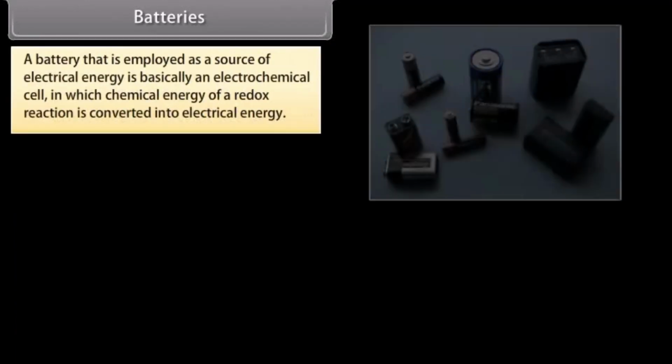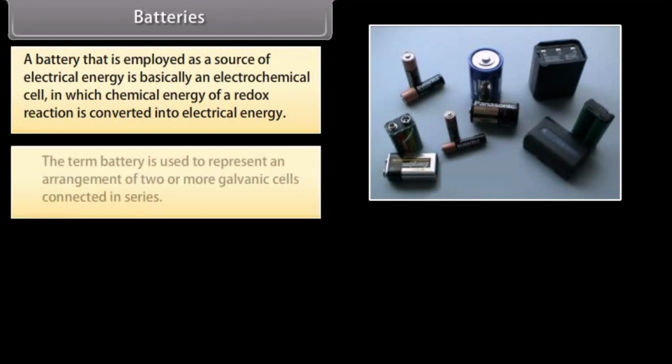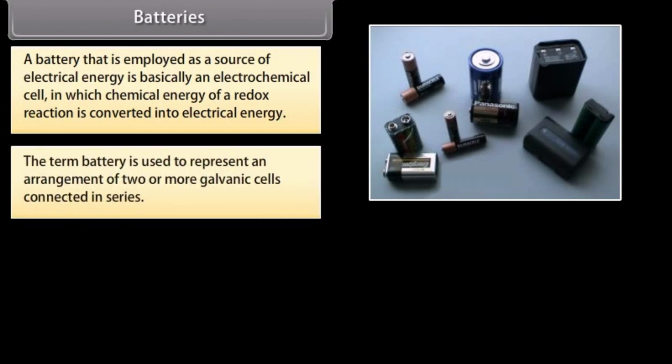Batteries. A battery that is employed as a source of electrical energy is basically an electrochemical cell in which chemical energy of a redox reaction is converted into electrical energy. The term battery is used to represent an arrangement of 2 or more galvanic cells connected in series.